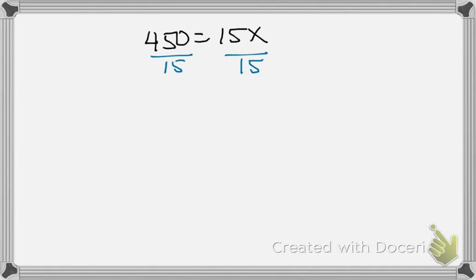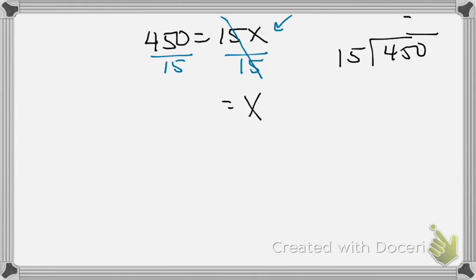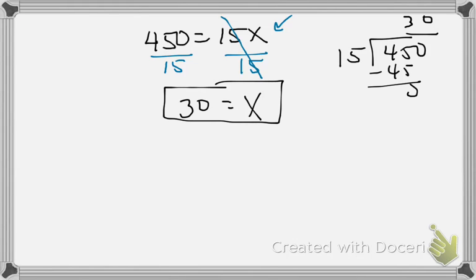And why am I dividing? Because I'm looking at my x value. It's my variable, and I'm looking to see what's being done to that x. It's being multiplied by 15. So the opposite is to divide both sides by 15. 15 divided by 15 is 1, and 1 times x is x. Now if I take 15 and divide it into 450, I should get 30. So what does this mean? It means for Bill to make $450, he'd have to work 30 hours.